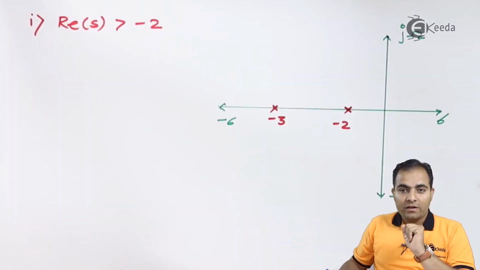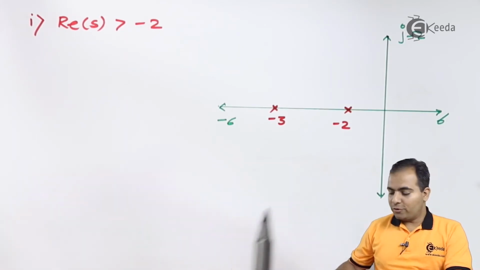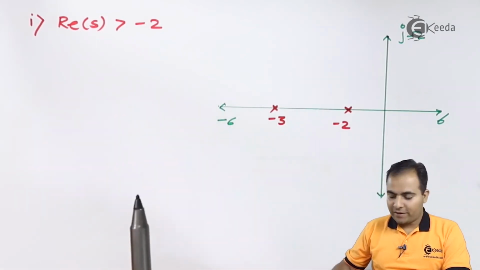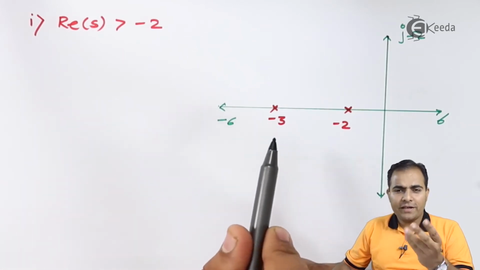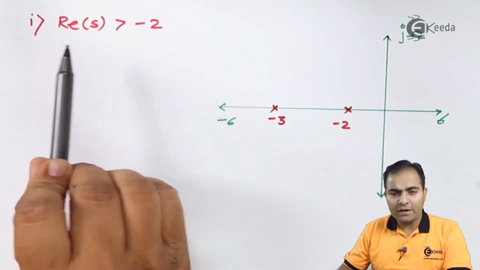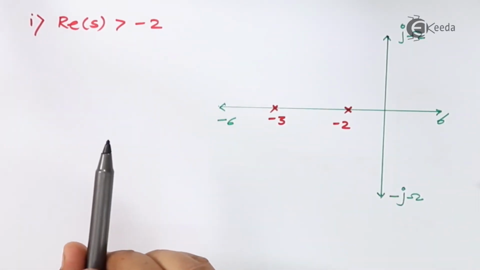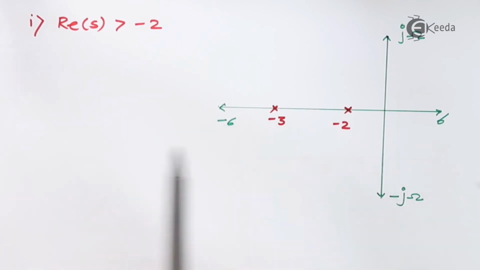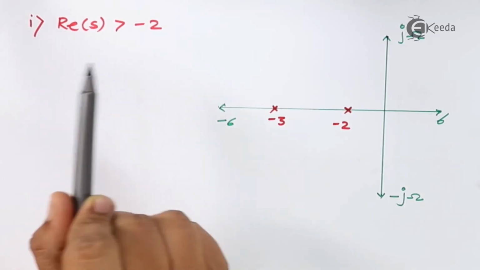So first of all, we have two poles. The first one is -2 and the second one is -3. So -2 is on the right side and -3 is on the left-hand side. Now, according to that, we have calculated the three different types of ROC. The first ROC is real part of s greater than -2. According to properties, the ROC is always placed on the right-hand side of the rightmost pole. Here, the rightmost pole is -2, so the ROC exists on the right-hand side of this pole because this ROC is a right-handed ROC.